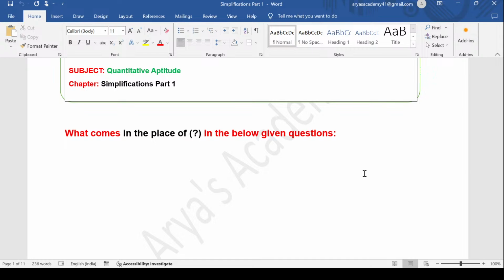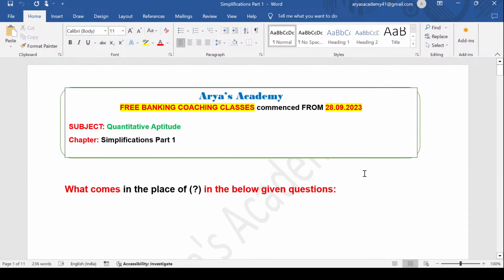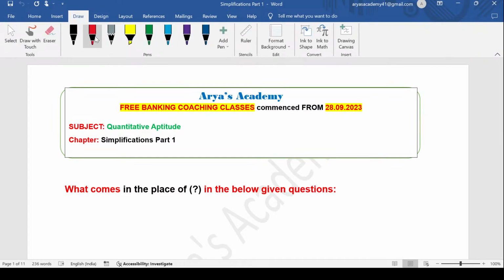Okay, let's see, new topic today. So we are actually dealing with the subject of quantitative aptitude. I have already taught you some shortcuts and tricks for multiplication, addition, etc. So today we will be using at least some of them. We will be solving questions on simplifications.